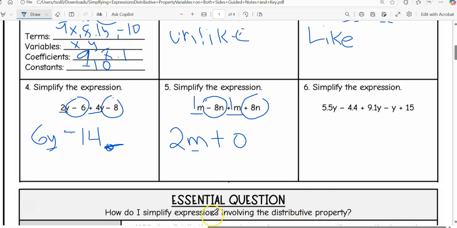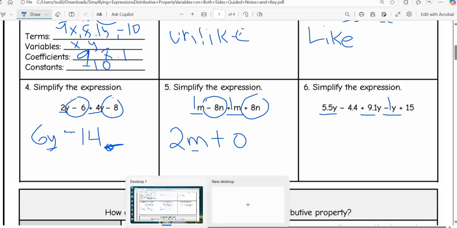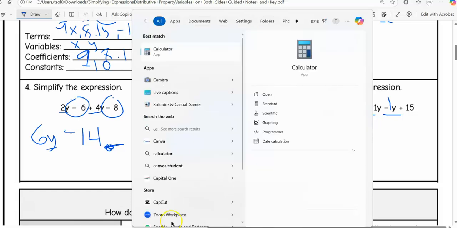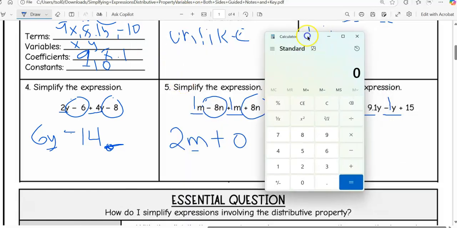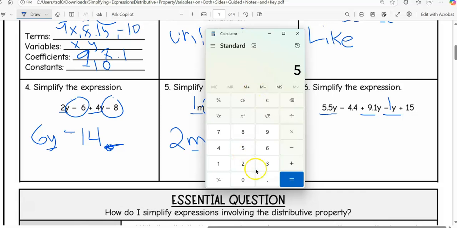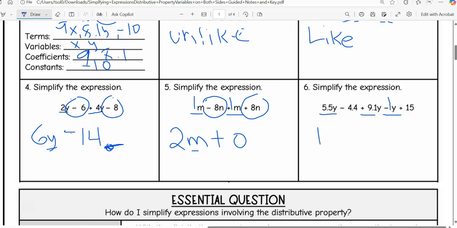All right, let's do this one. We have 3 y's here. We have this one, and there's no number in front of this one, so we put a 1. What you want to do is start combining the y's. Get your calculator. First one here is 5.5 plus 9.1 minus 1, 13.6. Make sure you have the y here.